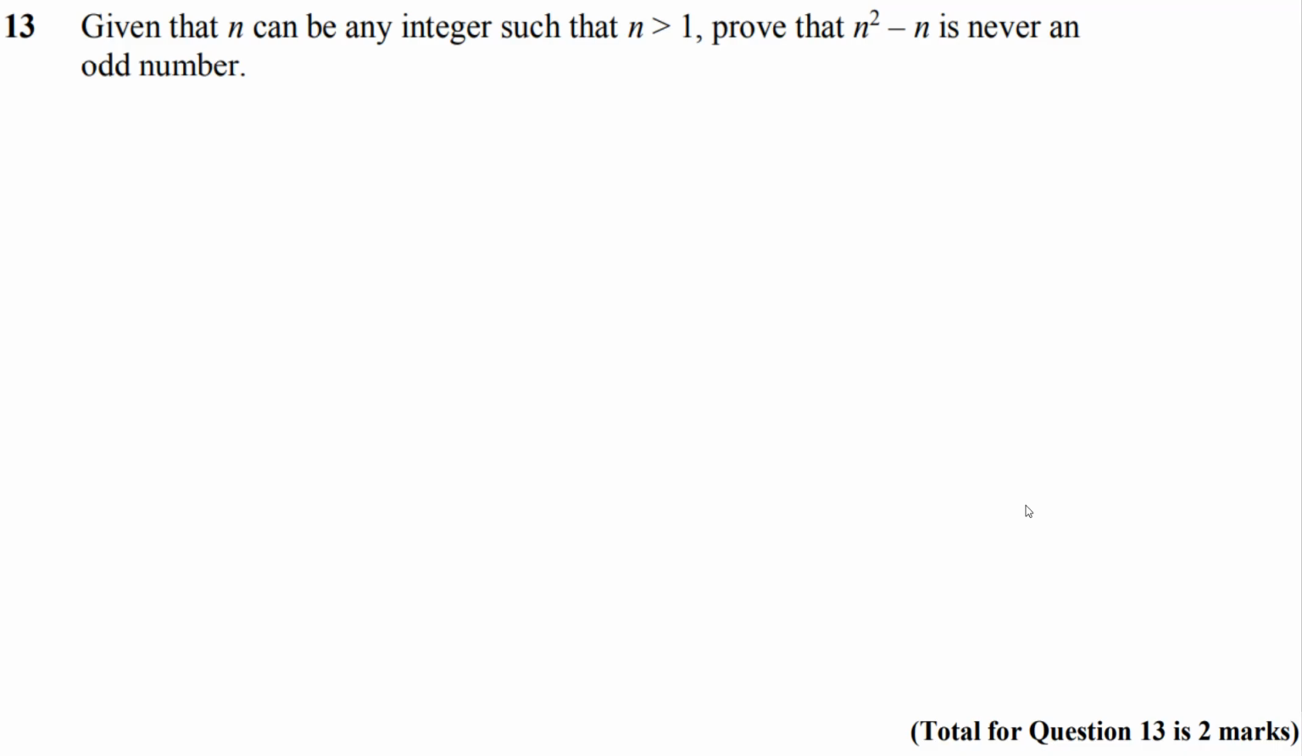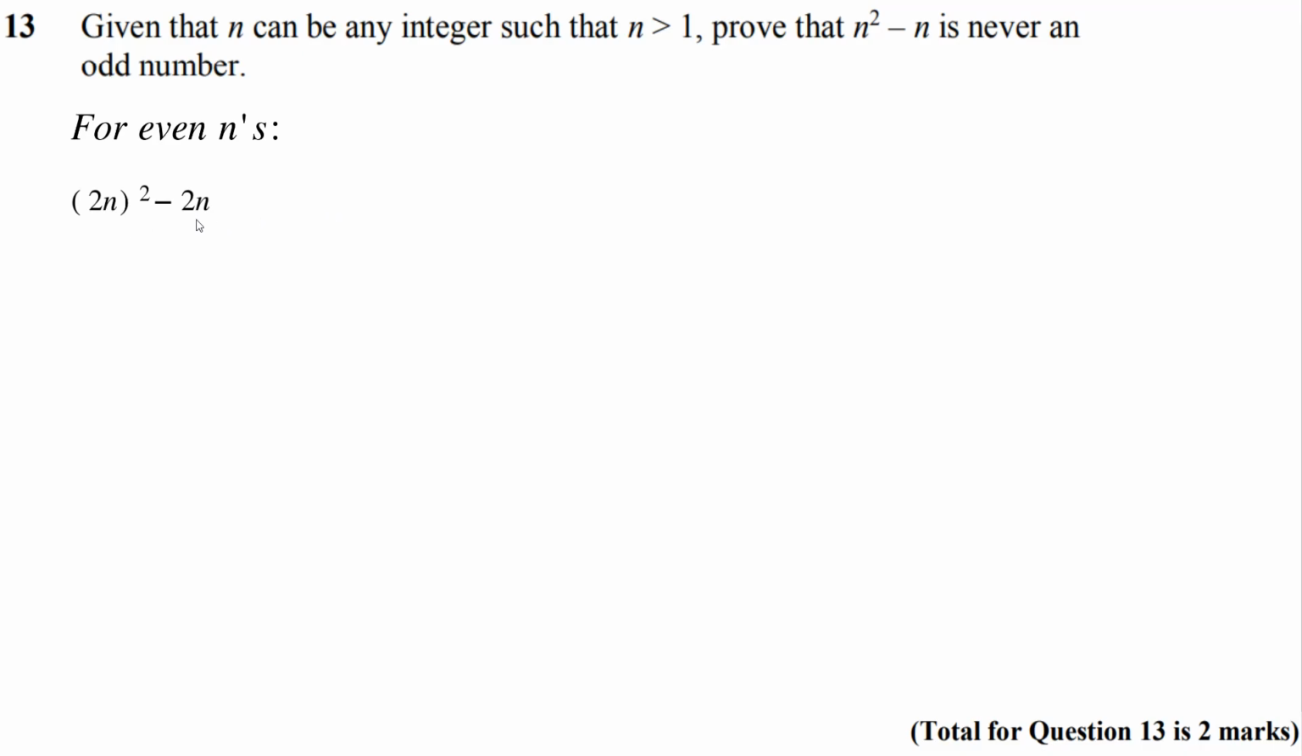Given that n can be any integer such that n is larger than 1, prove that n squared minus n is never an odd number. Okay, so we're just going to have a look at 2 cases for this. It's only 2 marks, so it shouldn't be too complicated. So for when n is even. So when n is even, we can just say that n is 2n, because any number multiplied by 2 is even. So just substitute 2n into here.